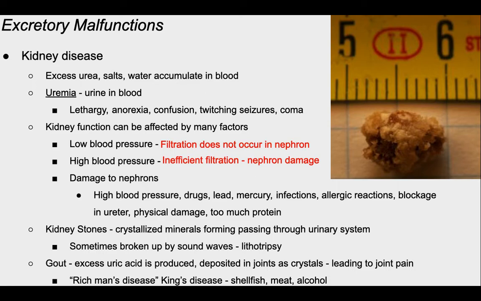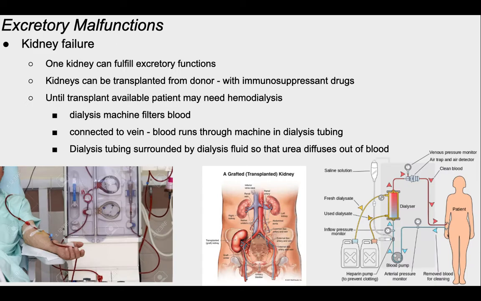Gout is another disease you may have heard of. This is caused by uric acid building up and producing crystals, which leads to painful joints. It used to be called the rich man's disease, and different types of food can increase the likelihood of a person getting gout.